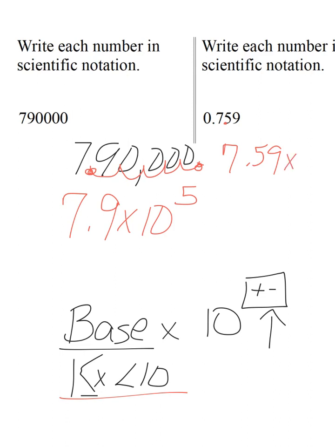Now I write times 10. I think about how many times did I move it. I just moved it once, so my exponent is 1. And then now I check my sign. Should it stay positive or should it become a negative 1? Well, my number was originally a number less than 1. And so that is why I'm going to give it a negative exponent, because when the original number is less than 1, the exponent in scientific notation will be negative.